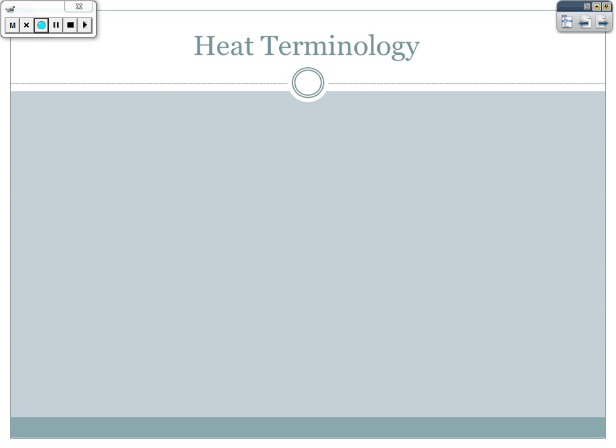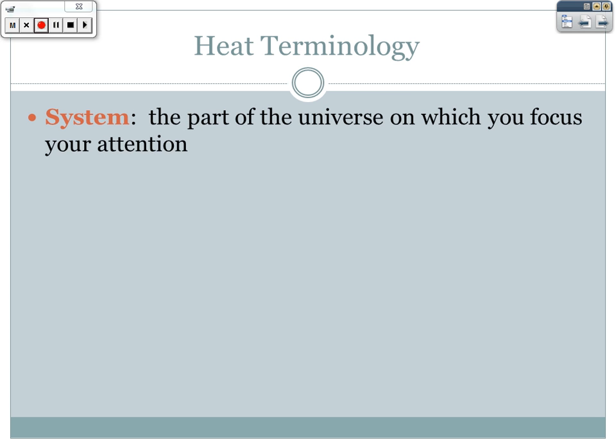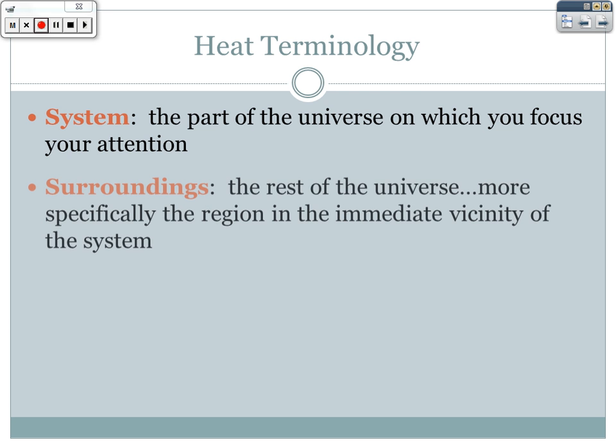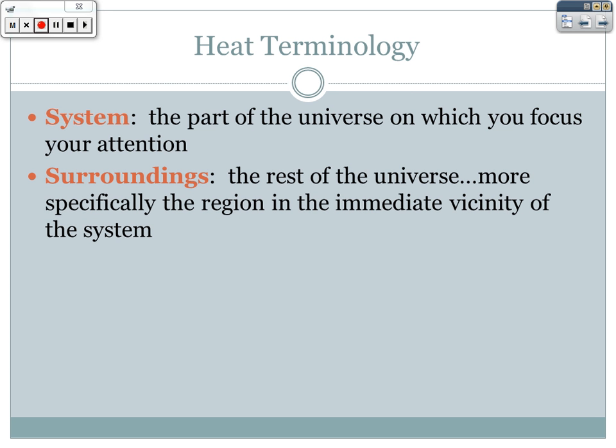So let's talk about some key terminology that's going to come up in our discussion of thermochem. You have the system, and this is the part of the universe on which you focus your attention. So this is the actual reaction that we're looking at. And then you have the surroundings, and this is the rest of the universe, or more specifically, the region in the immediate vicinity of the system. So when you have the system and the surroundings, you have the entire universe. The surroundings is a lot bigger part of it.